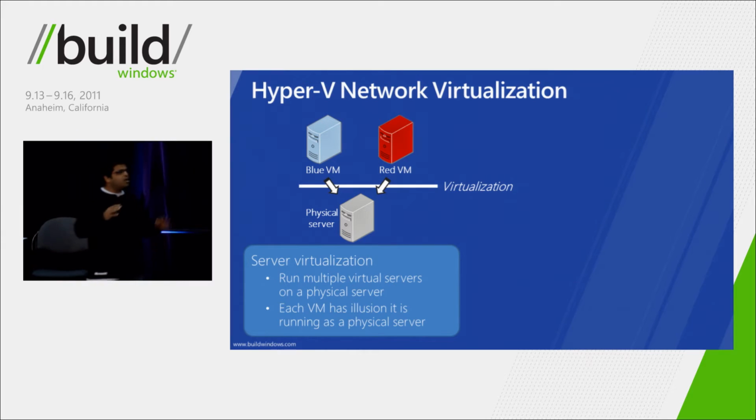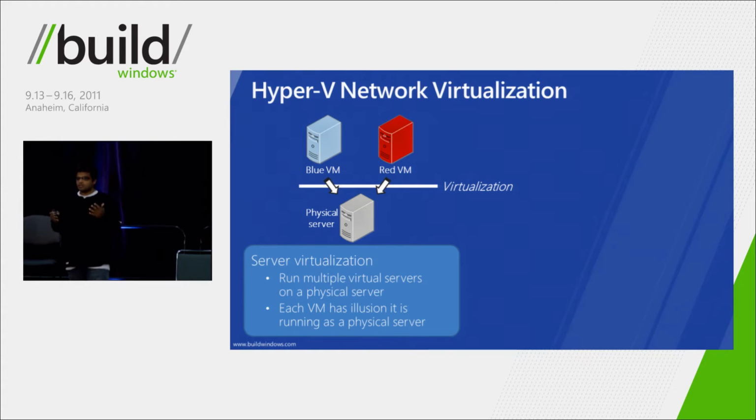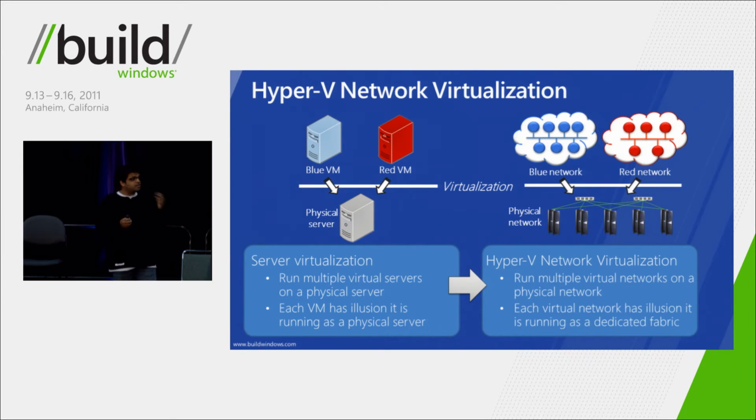So we all know and understand server virtualization, right? Server virtualization, basically you take multiple virtual servers and put them on a physical server, and each VM gets the illusion that it's running on a dedicated physical server. Network virtualization is essentially the same concept, but instead of servers, you take multiple virtual networks and run them on the physical topology. Each virtual network has the illusion that it's actually running on a dedicated fabric, right?